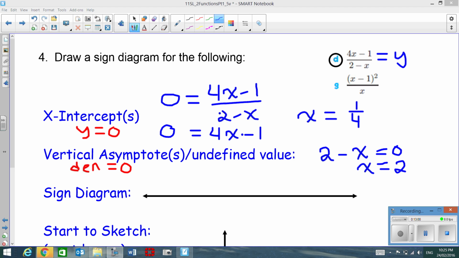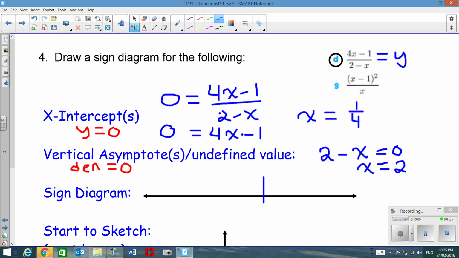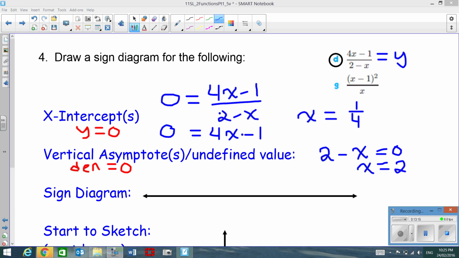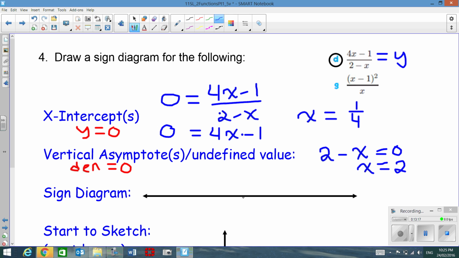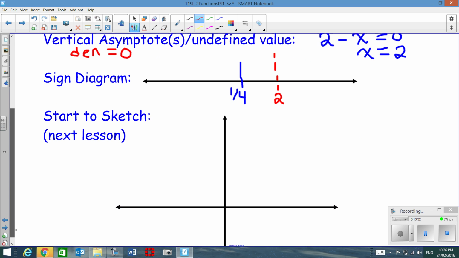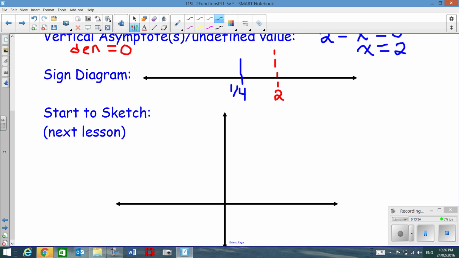Putting all this information on my sign diagram, I have a solid line, excuse me, at x equals 1/4, because that's my x-intercept, and let's use a dotted line for our vertical asymptote at 2. So already we have an idea of what our graph is going to look like. I'm just going to put this information now on my graph.